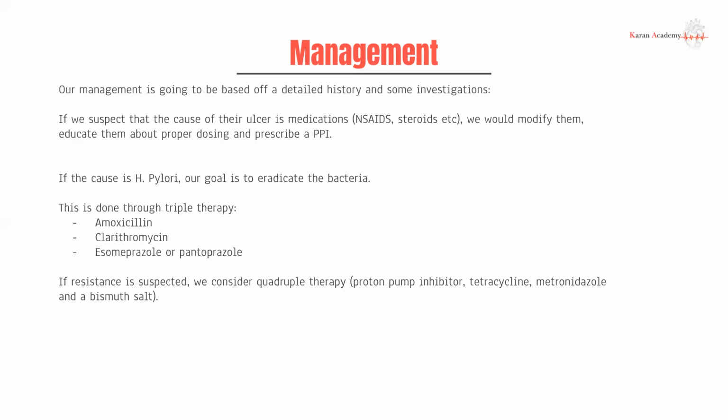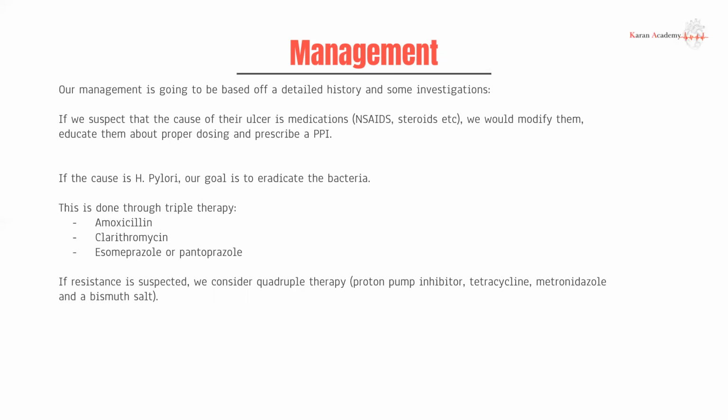If the ulcer sounds like a duodenal ulcer, which most of them do, the most likely cause is going to be H. pylori, and therefore we are going to try and treat H. pylori. We do that through a triple therapy of amoxicillin, clarithromycin, and a PPI like esomeprazole or pantoprazole.